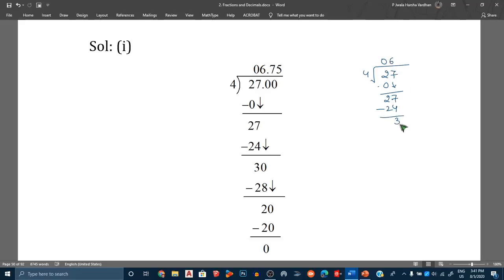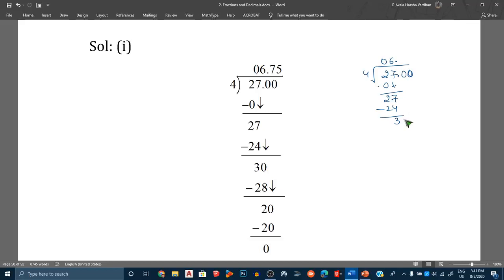Now 3 is the remainder, but you want a decimal place here. So you can add one decimal place and add one more 0 here, or 2 you can add. Okay, any number of zeros you can add, you know that. So wherever you are putting the decimal point, you should put the same decimal point above that one in the quotient also. Okay, so now you are putting the decimal point here, you should put the decimal point here also.